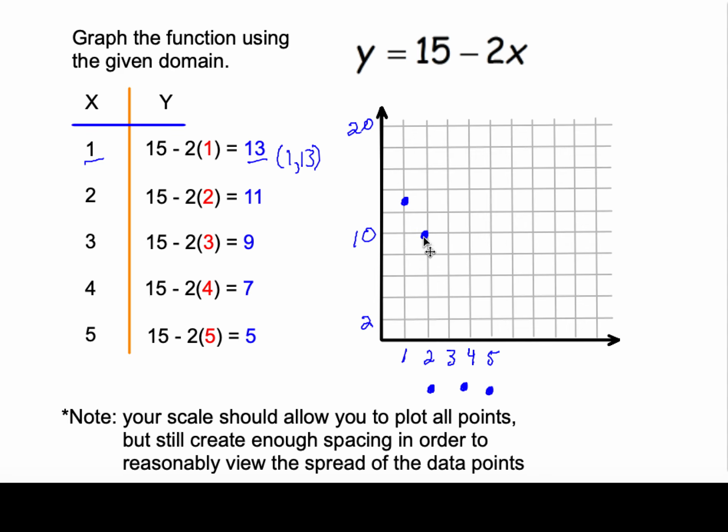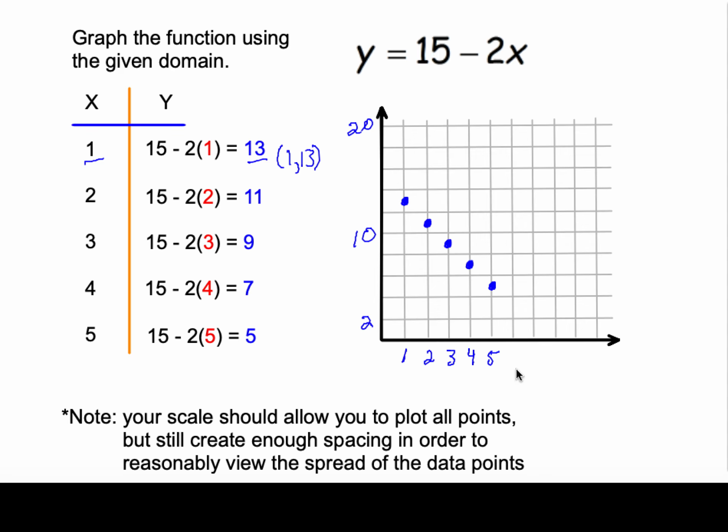But again, if this is 10 and this was 12, 11 is going to be halfway. We want to plot 3, 9. It's a little bit below 10, but not quite down to 8. 4, 7. Again, also halfway in between those two good lines. And 5, 5. So again, this was 2, makes 4, 5, before I reach 6 there.